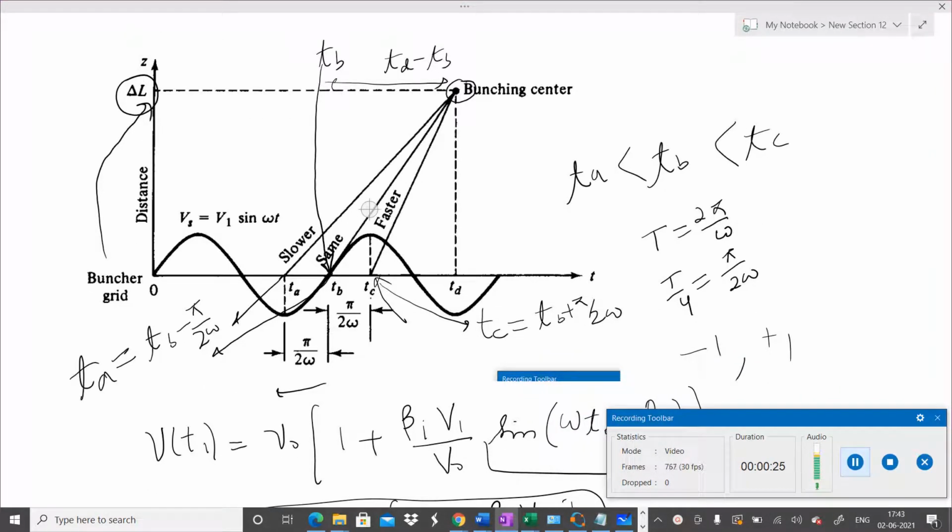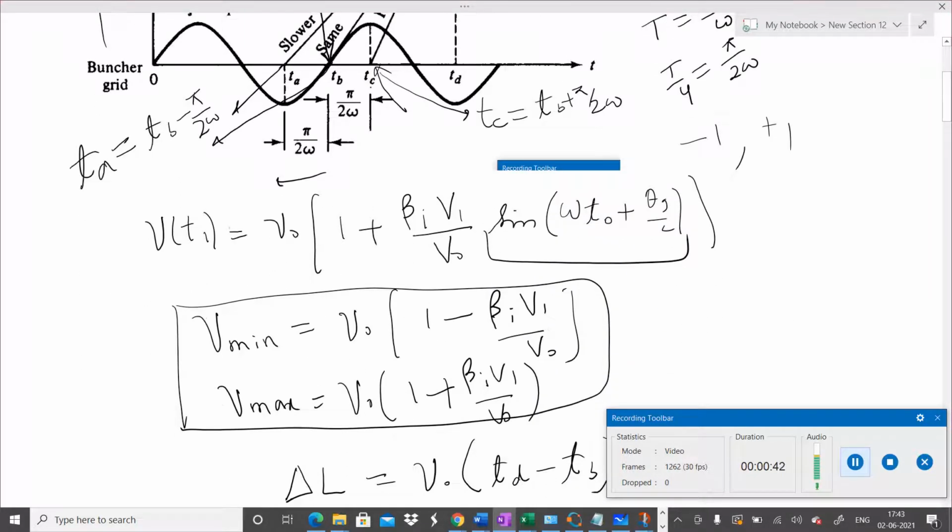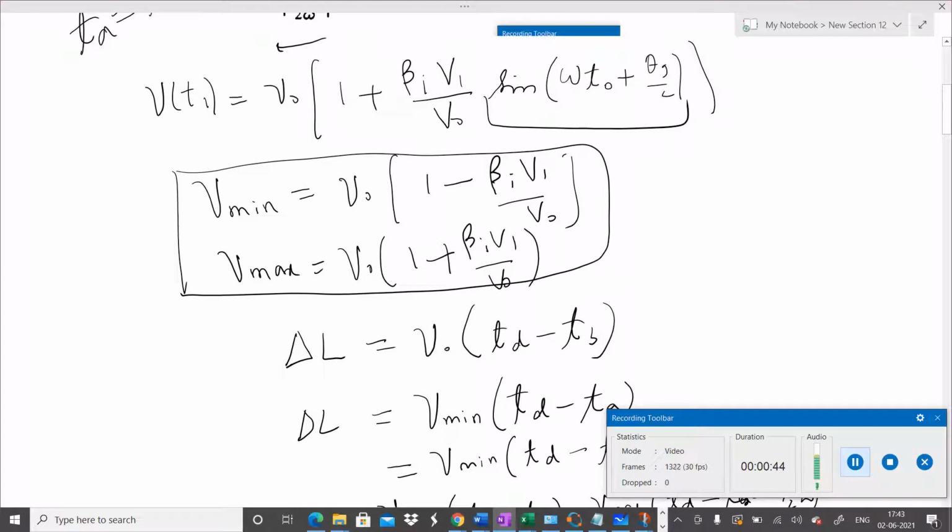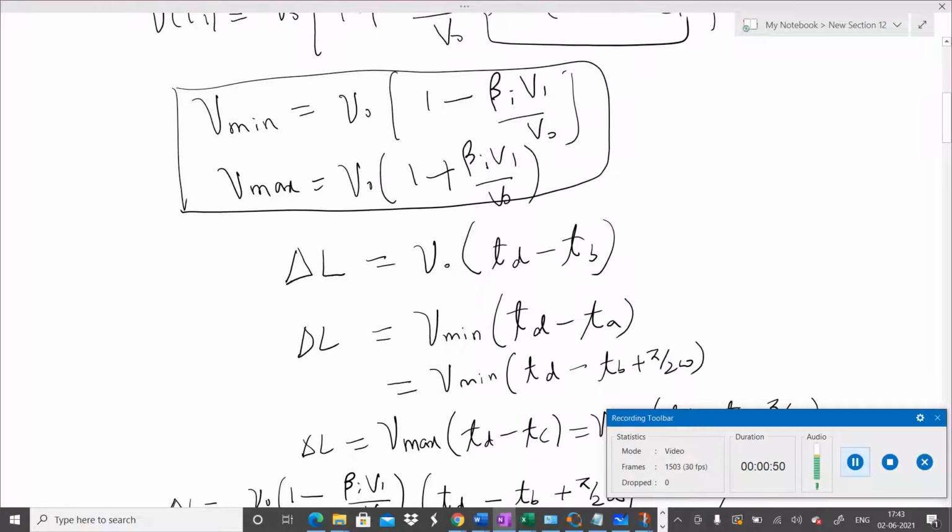Ta is the time when the electron will experience the negative potential, hence it will slow down. Tb is the time when it experiences no potential, it will move with the same velocity. Tc is when it is faster. Td is the time when the bunch forms. So we have derived several relations. We have this velocity modulation expression, the minimum and maximum value of velocity modulation.